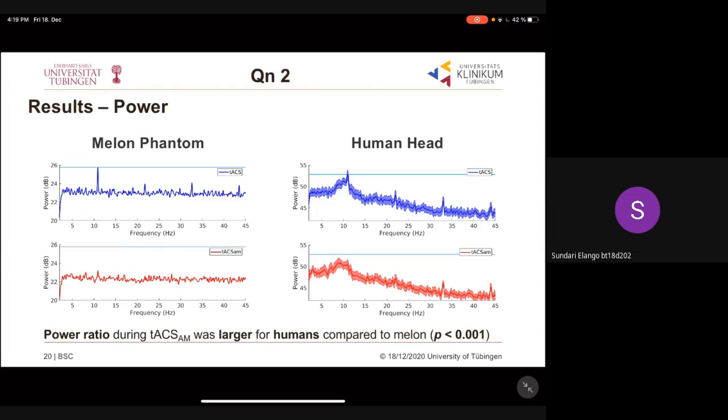What we also find is the power ratio, which we measured at the modulation frequency to the carrier frequency. In case there is some form of demodulation of this signal happening because of interaction with the tissue, then the power at the modulation frequency as a ratio with the carrier frequency should increase, signifying some form of demodulation. And this was significantly larger for a human head compared to a melon phantom. So based on this, we had the first impression that there is some form of interaction happening with the brain, or at least the electrically excitable tissues in the brain, which is different from the phantom experiment.